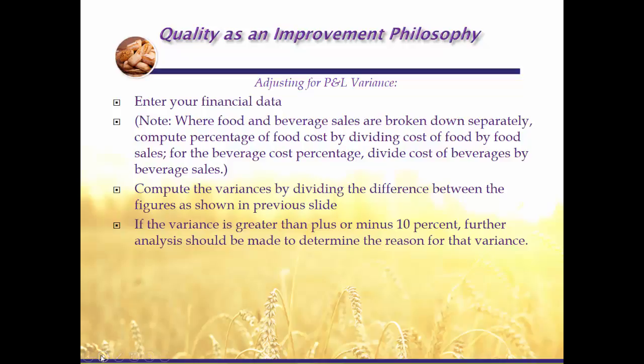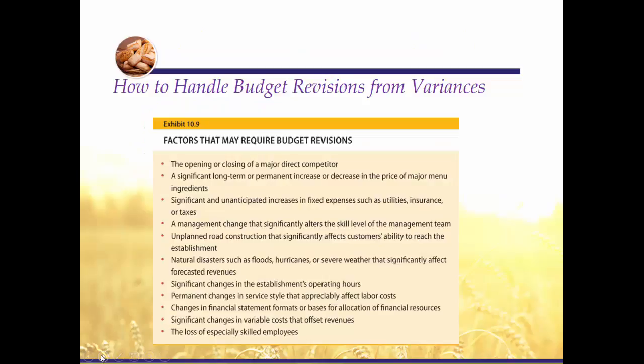So basically, you enter in all your financial data. Now remember, where food and beverage sales are broken down separately, you want to compute the percentage of food costs by dividing food costs by food sales. And the beverage cost percentage is done by dividing the cost of beverages by the beverage sales. Then you'll compute the variances by dividing the difference between the figures as shown in the previous slide. If the variance is greater than plus or minus 10%, further analysis should be made to determine the reason for that variance. So these are some factors that may require budget revisions.